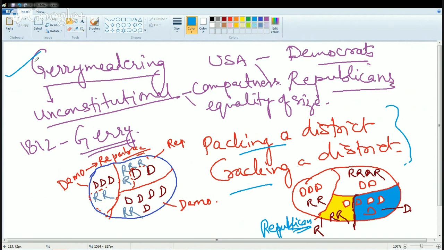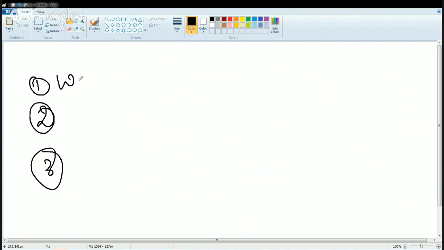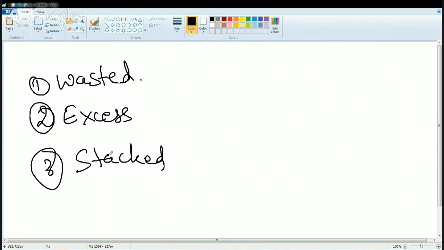Now, while we are talking about gerrymandering, there are three basic terms associated with it. First is wasted vote, then you have excess vote, and then you have stacked vote. So what does wasted vote mean? Wasted vote means when the supporters of the opposition are spread across many districts but are in minority. So for example, opposition in this case, let it be Democrats.